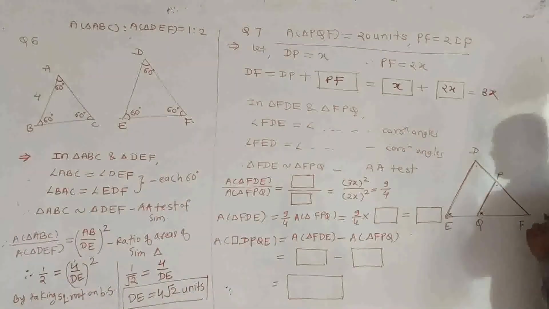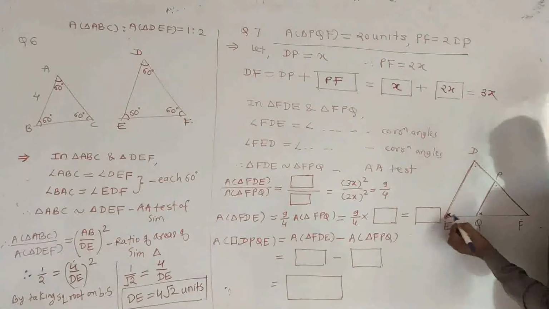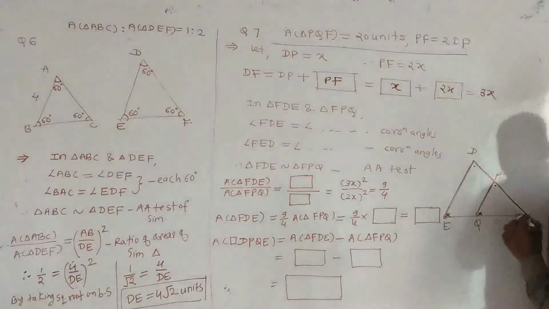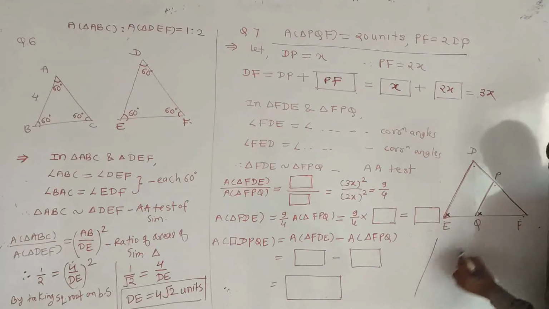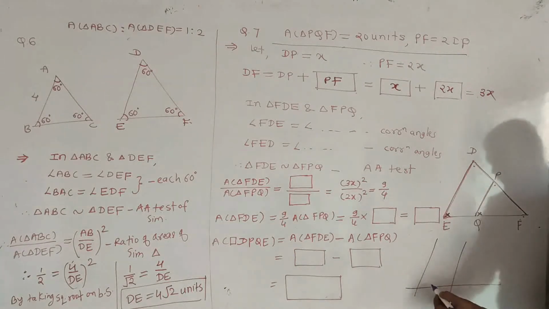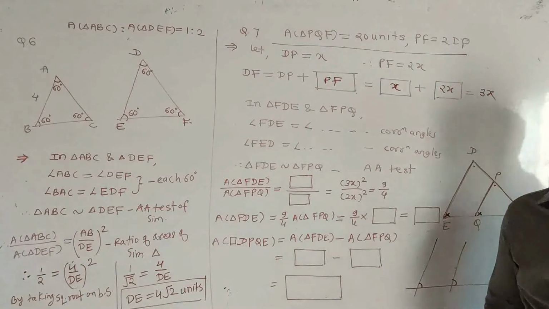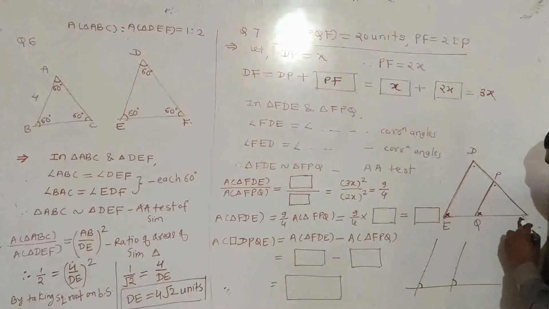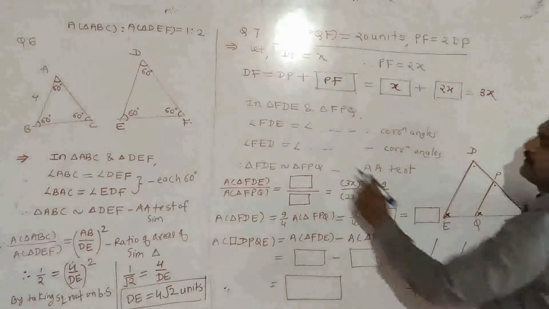See, where is FDE? I have told you this angle and this angle are the same. The reason is corresponding angles. FDE, FPQ. See, these are the two parallel lines. This is the transversal. When these two lines are parallel and this is the transversal, these angles are the same, which are called corresponding angles. Okay. So which angle? FED, FQP. So you can write FDE.